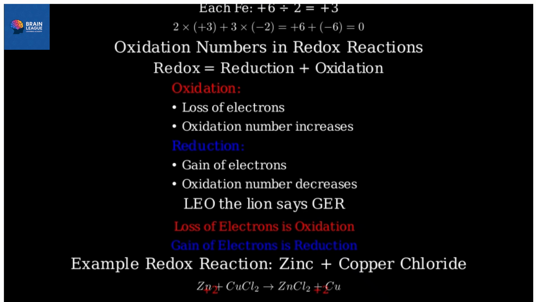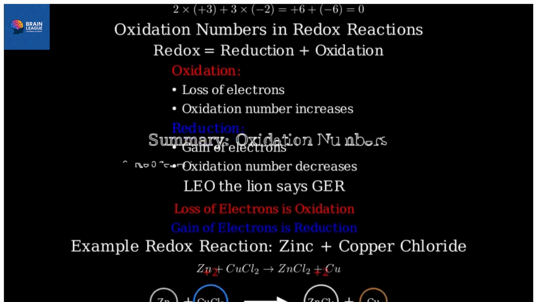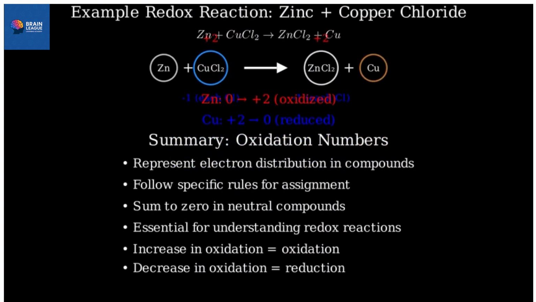We can see that zinc's oxidation number increased from 0 to +2, so zinc was oxidized. Copper's oxidation number decreased from +2 to 0, so copper was reduced. To summarize, oxidation numbers are a powerful tool in chemistry that helps us track electron transfer in chemical reactions. They help us identify which species are being oxidized and which are being reduced in redox reactions.